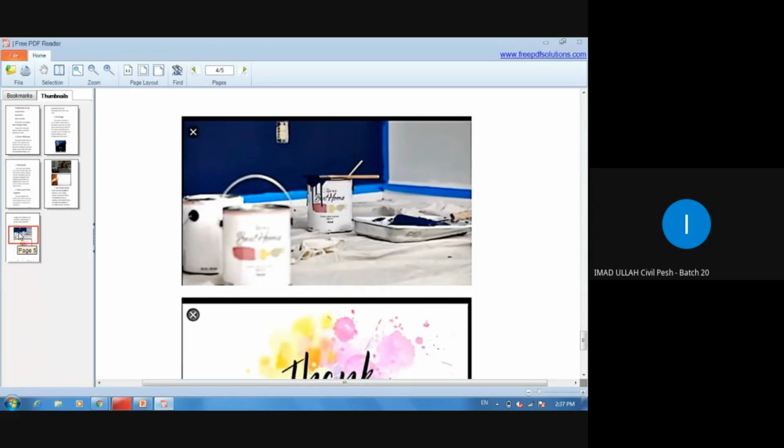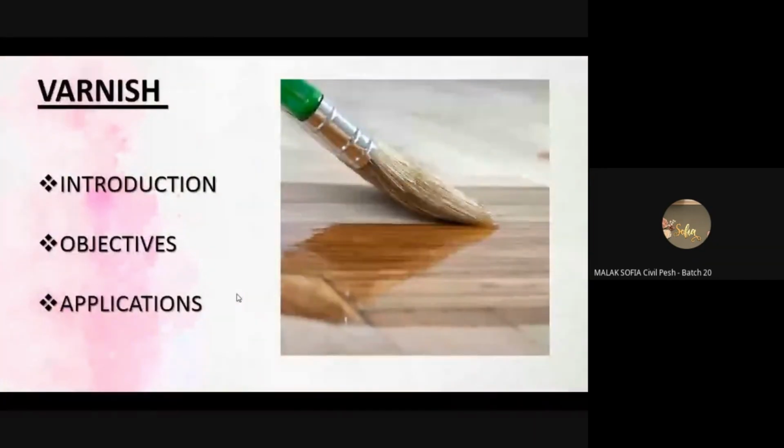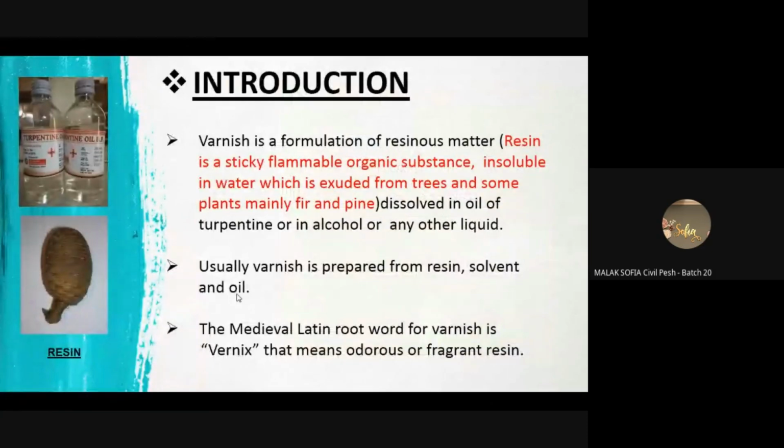Okay, thank you. Bismillahirrahmanirrahim. This is me, Malak, class number 15. The topic which I will discuss with you is varnish, and here we will discuss introduction, objectives, and applications. Heading towards the introduction, varnish is a formulation of resinous matter dissolved in oil of turpentine or in alcohol or any other liquid. Varnish is basically made of anything that contains resin, mixed with oil of turpentine or any other solvent depending on the use.